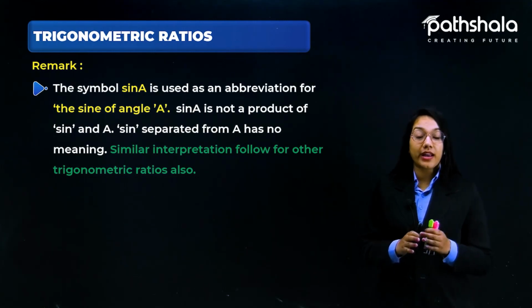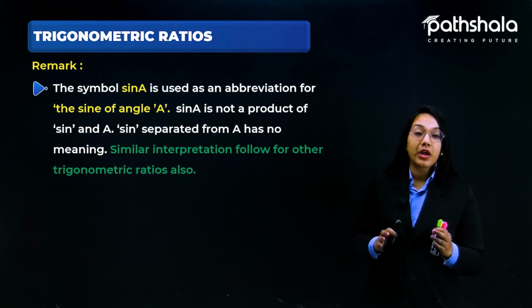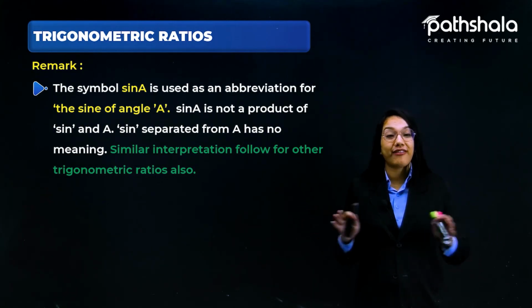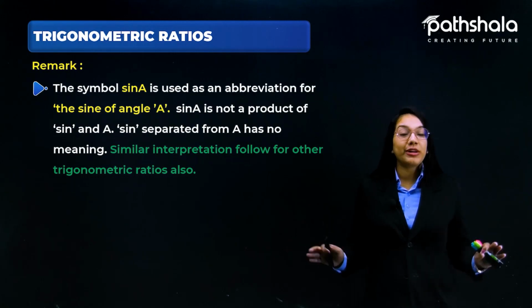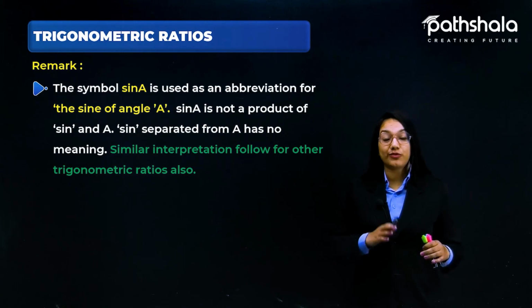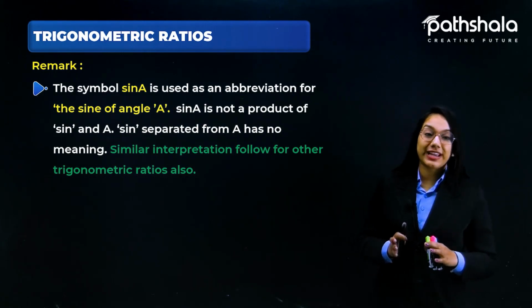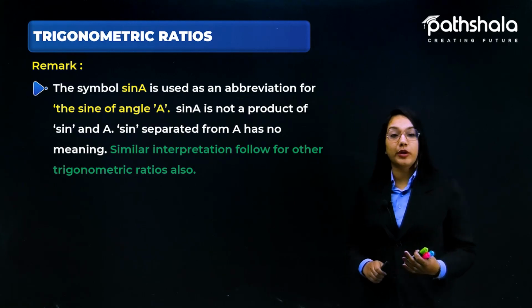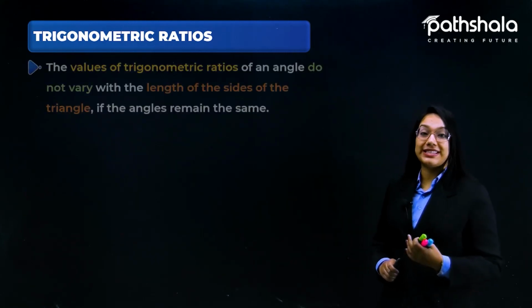If you take sine and A separately, then they do not have any meaning at all. Similar interpretations can be made for other trigonometric ratios as well, meaning for cot, for tan, for cosec, for sec, and so on. So this is the very first remark. Always remember this particular point. Now let's talk about the second remark.